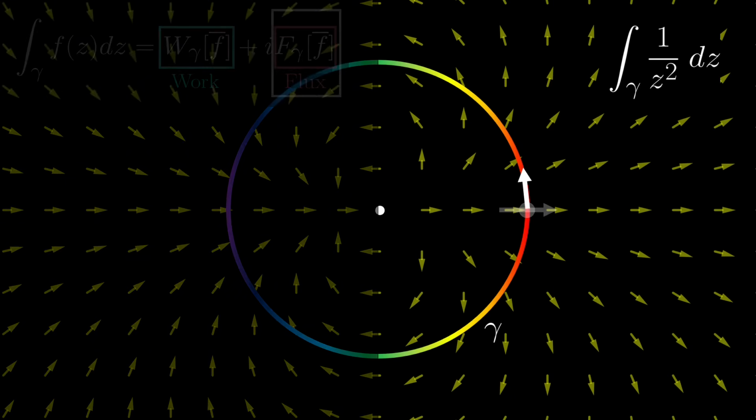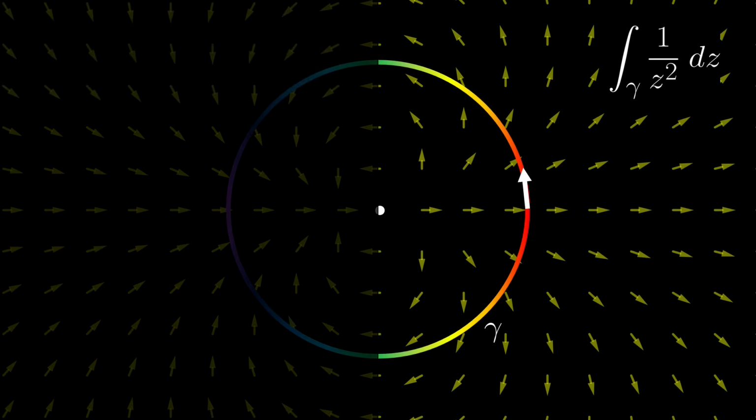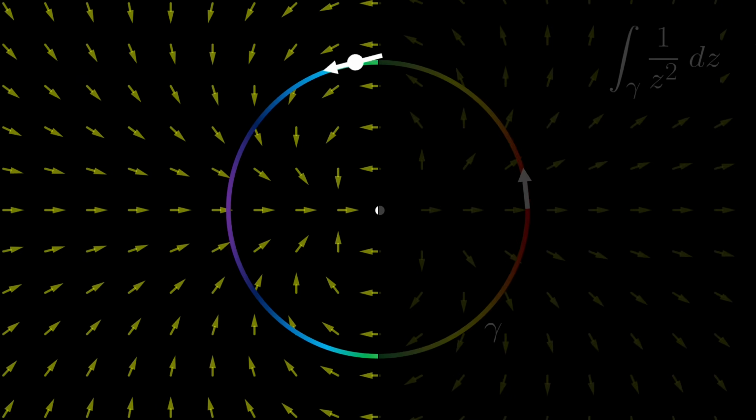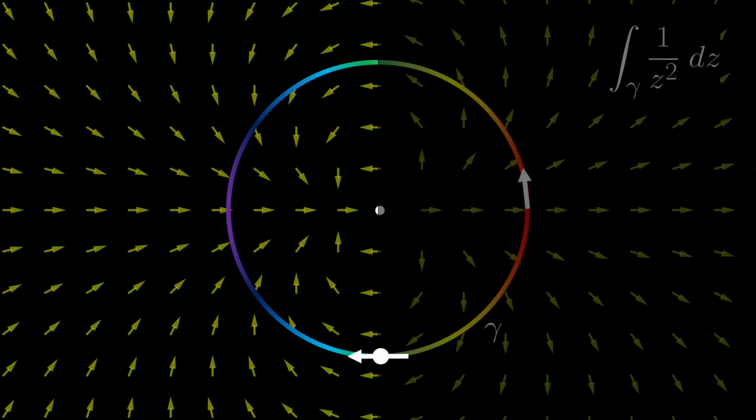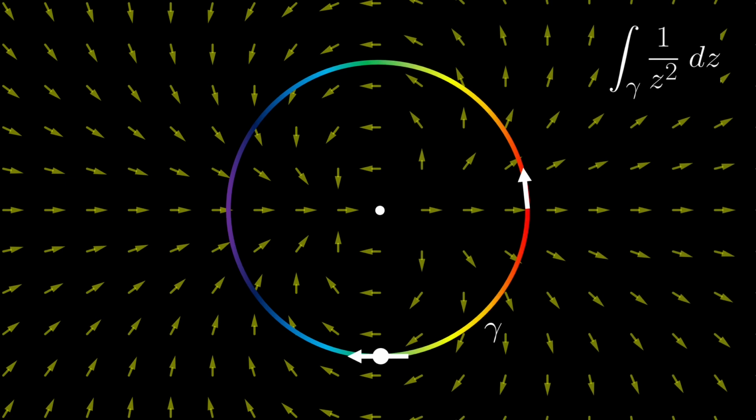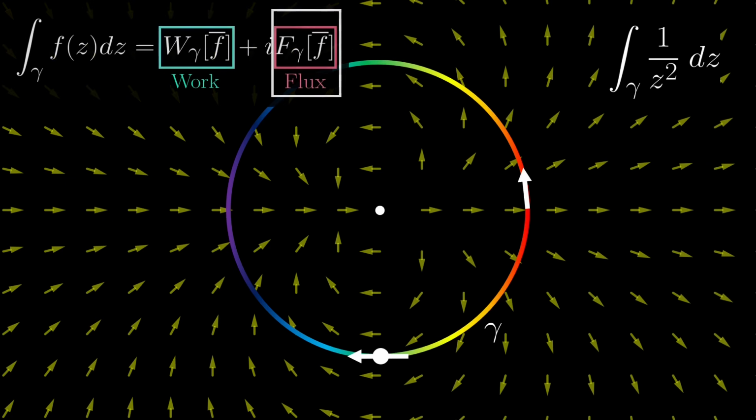This time, we first focus on the right half of the contour. The vector field generally points out of the loop, and so the flux on the right half is positive. And on the left half of the loop, it generally points into the loop, and so the flux here would be negative. So just like before, we can use the left-right symmetry of the vector field to conclude that the overall flux across the loop should be 0. So the integral turns out to be 0.